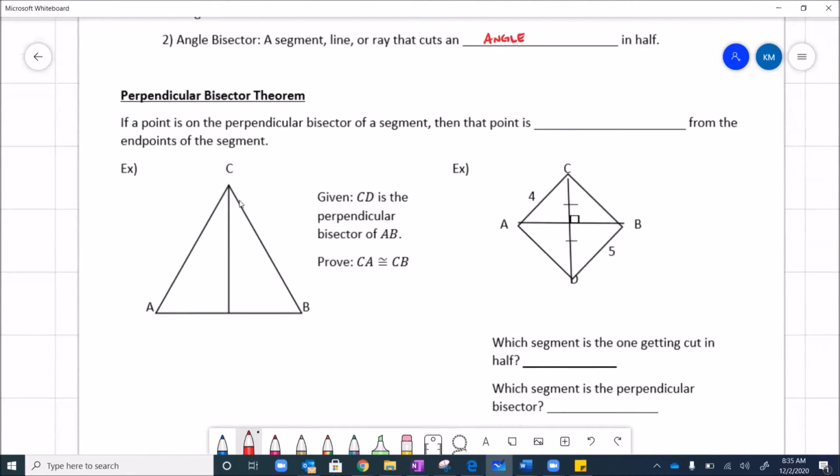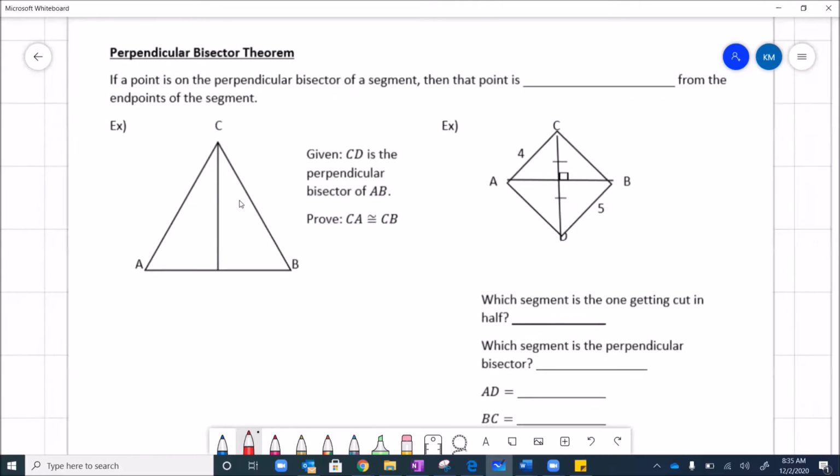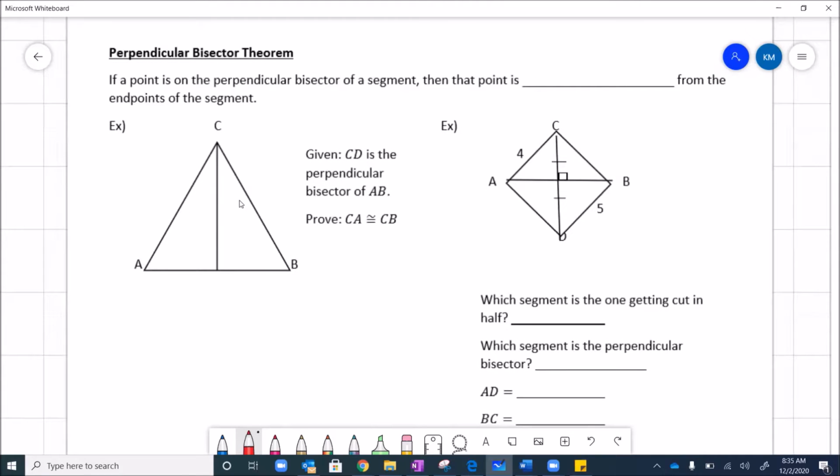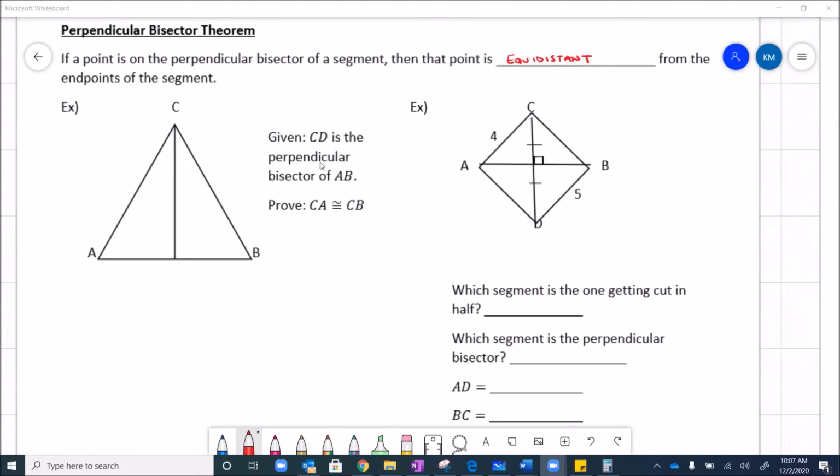All right, so the perpendicular bisector theorem says if a point is on the perpendicular bisector of a segment, then that point is equidistant from the endpoints of the segment. Okay, and that means equal distance. So let's go through the proof of why this is true.